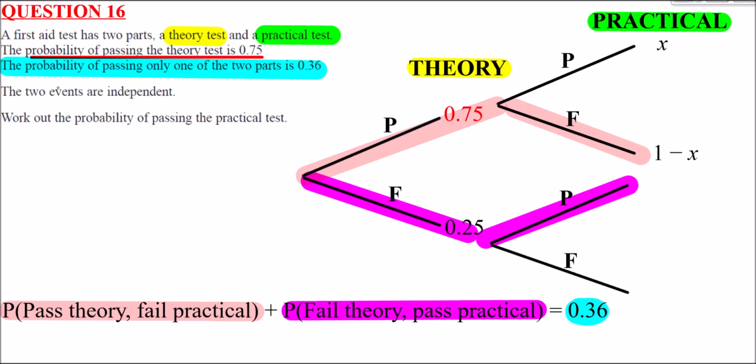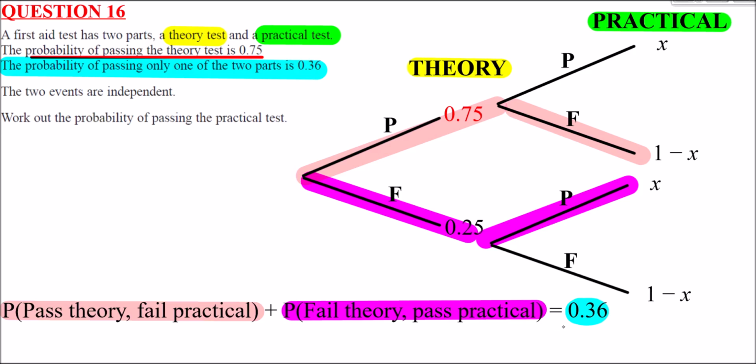We're also told that the two events are independent. So if this person passes the theory, we've got these probabilities of passing the practical, but because passing the practical is independent of the theory, these probabilities will be the same, even if the theory was failed. And so passing or failing in the eventuality the theory test was failed will also be an x and a 1 minus x like so. So we can now input these values and expressions into this formula.